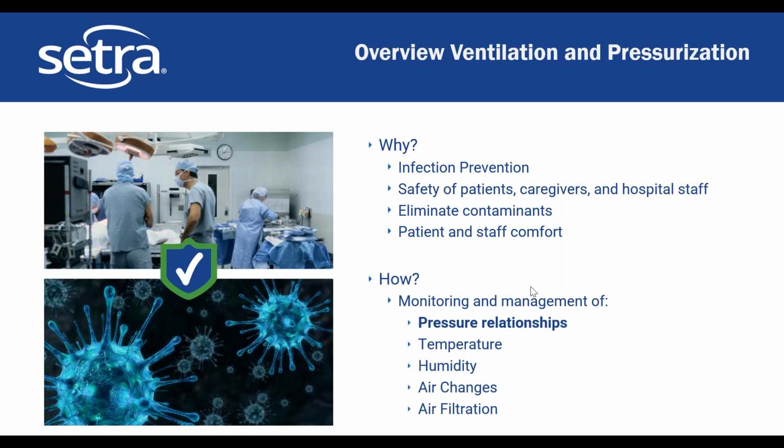There's temperature and humidity. Ensuring that the temperature and humidity are correct in all spaces ensures that we don't create a breeding ground and a fantastic environment for bacteria to grow or further infection to arise. This also provides patient comfort. There's also air changes and air filtration. This is a major piece of ventilation that makes sure that bacteria, if it does arise or show up, gets removed quickly and efficiently, and that we keep the air clean.